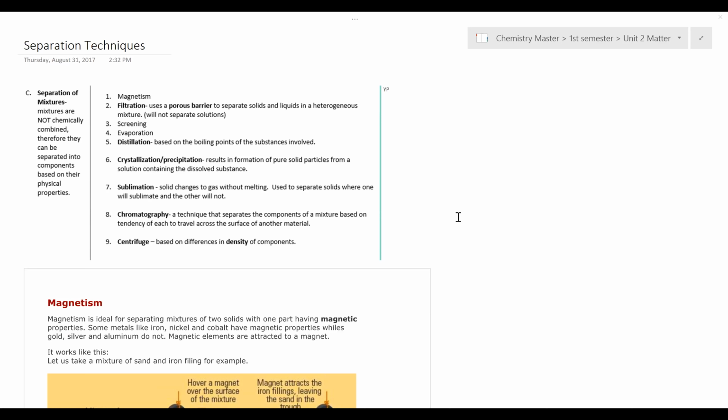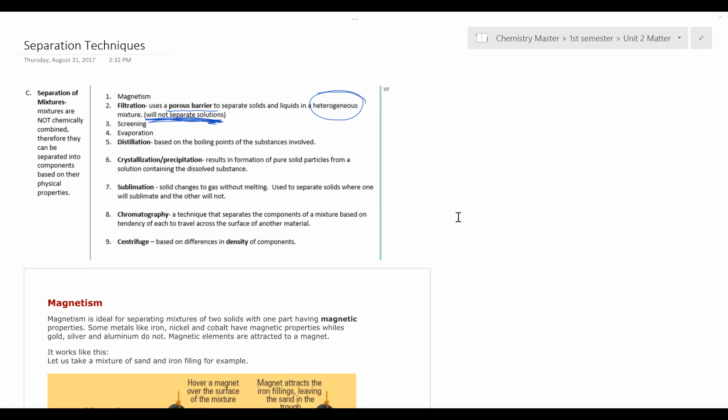Filtration, okay, so now we're on number 2, filtration. I'm going to try to write it right here. Filtration uses a porous barrier, which is a fancy word for paper with itty bitty holes in it, to separate solids and liquids. This is a really important thing. I would write this down because it's going to be on the test, because I thought of it second block and thought this was a good question, okay? It will separate only heterogeneous mixtures, which is a colloid or a suspension. It will not separate solutions.